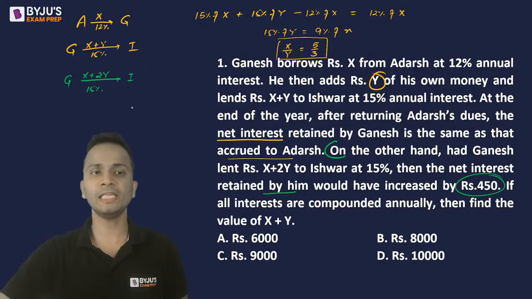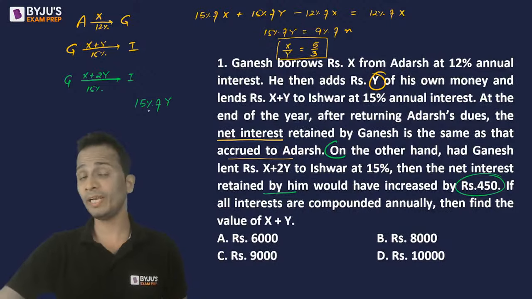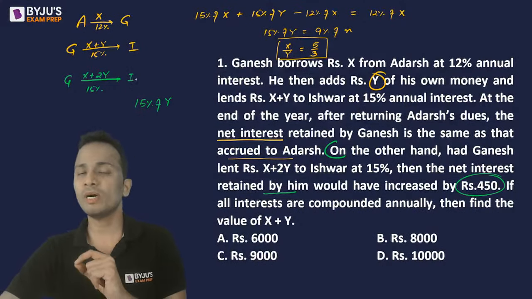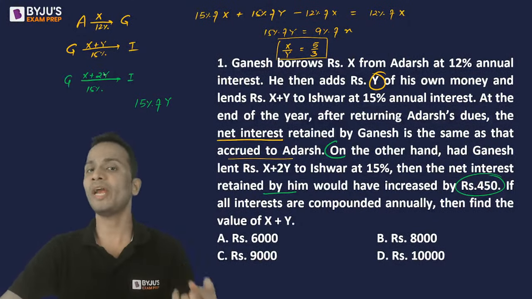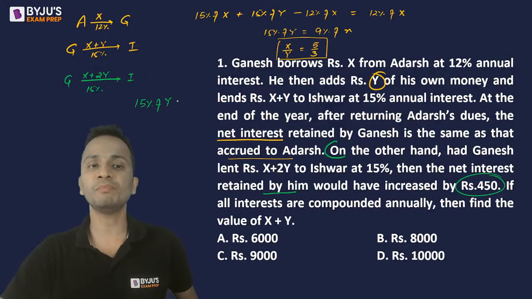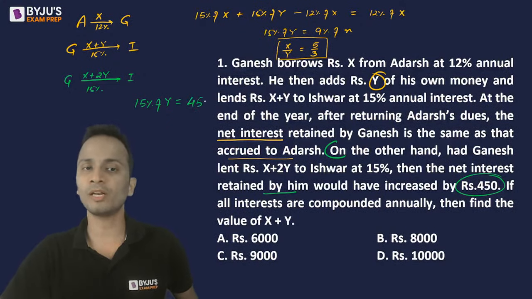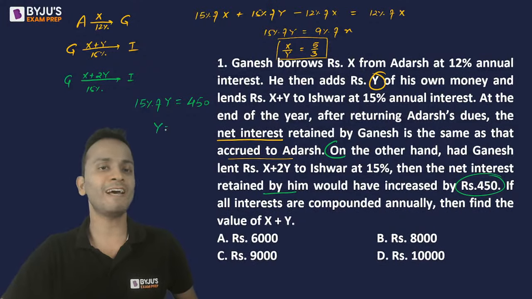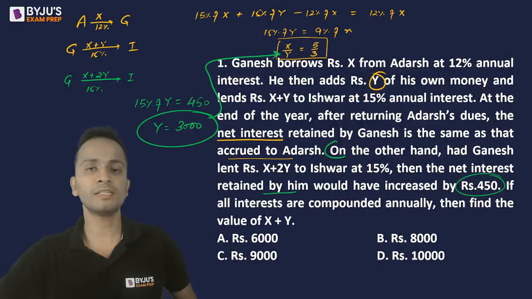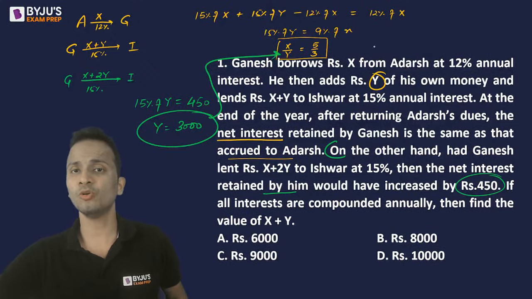All right. So basically they are telling us the value of 15 percentage of Y, right? Why? Because the extra money that he has lent to Ishwar is Y. So the extra interest will be calculated on this extra principal that he has lent. That will be 15 percentage of Y, which is equal to 450. From here, I can get the value of Y, that is equal to 3000. Substituting this value of Y in this ratio, I will get the value of X as 5000.